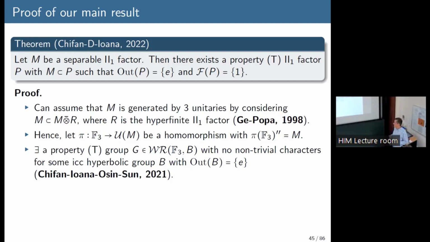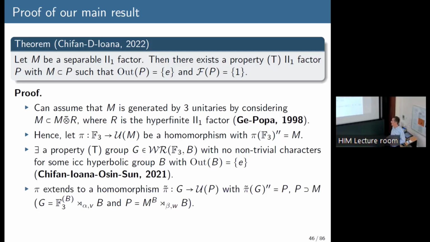Now, the key and most important part is that, because F_3 is a finitely generated group, the result of Chifan, Ioana, and Sun says that we can obtain a property T group in this class. This group will also have non-trivial characters and Out of B trivial, and this will be useful in completing the last part of the proof. The idea now is that the representation pi that we have here for F_3 can be extended to a representation of the whole group G, and we map pi tilde to a different von Neumann algebra called P.